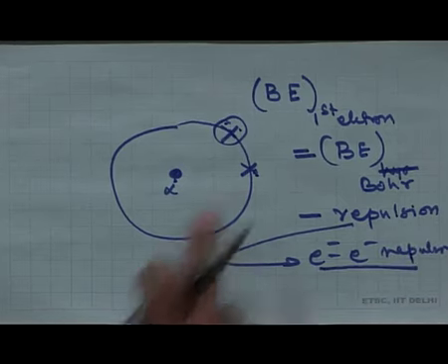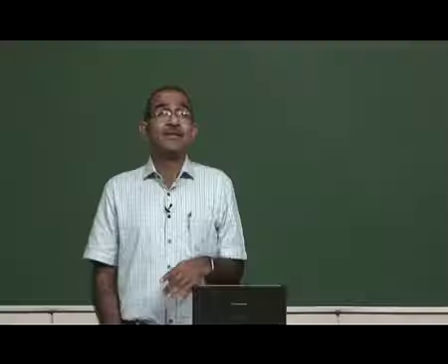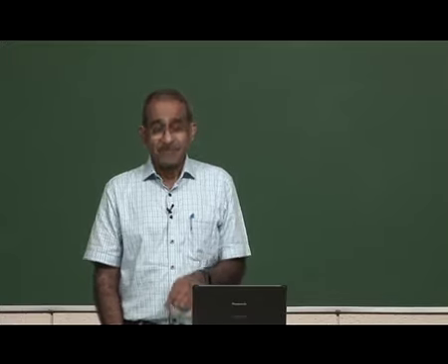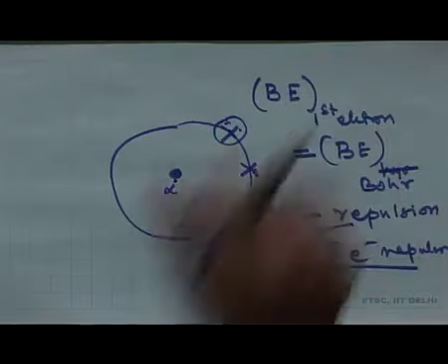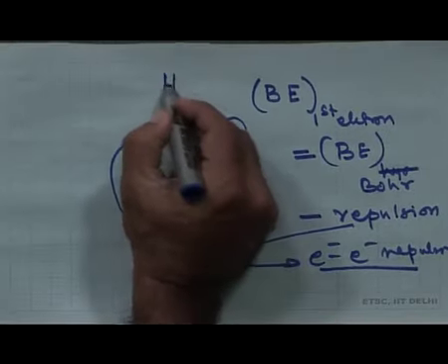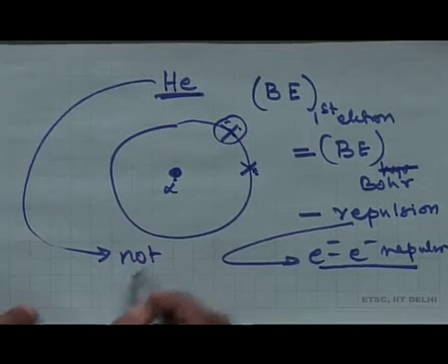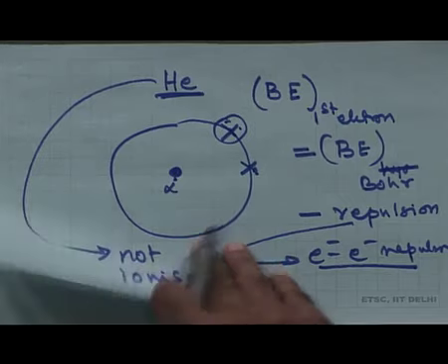Therefore, the binding energy for the first electron, what do you mean by the first electron? Whichever I remove will be smaller than the binding energy, for example, if this other electron were not there at all. Now, this is my helium, not ionized, neutral, not ionized. Now, what will I do?